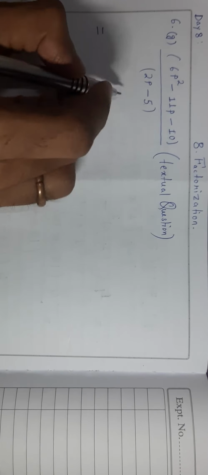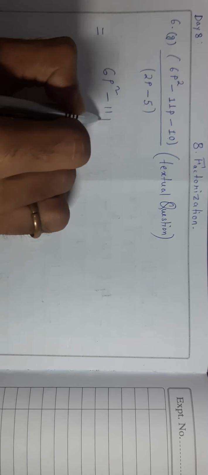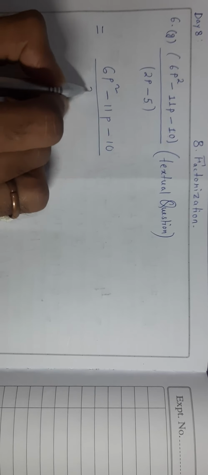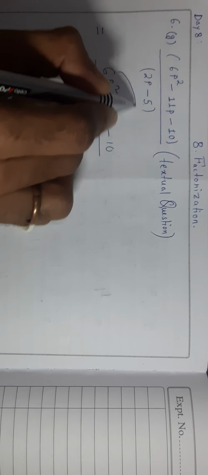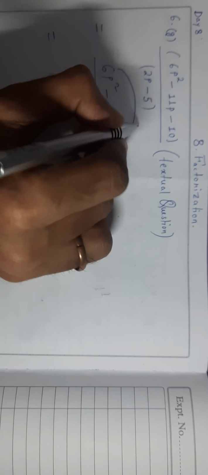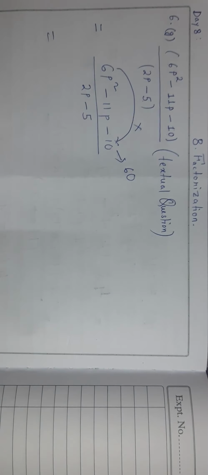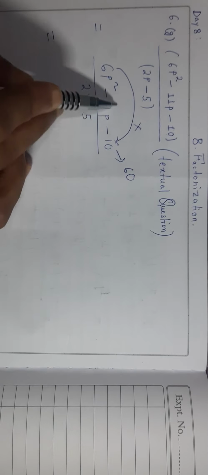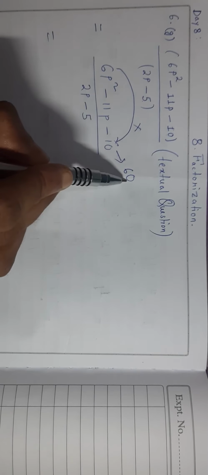So here similarly 6p square minus 11p minus 10, whole thing divided by 2p minus 5. Here also 6 will be multiplied by 10, so the last number will become 60. Now I have to look for two numbers where plus and minus will give me minus 11, and multiplying those two numbers will give me minus 60.